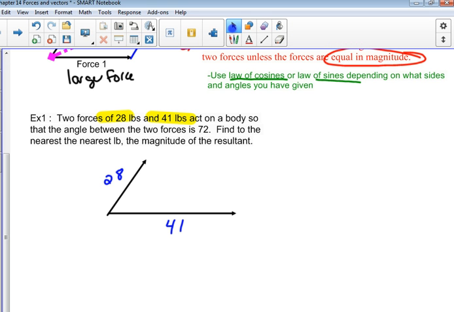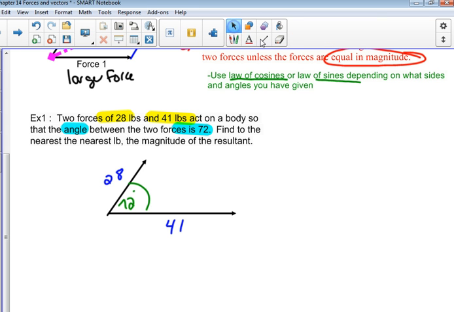Now, the angle between the two forces is 72. So let's say the angle is 72. Make sure you really pay attention when you're reading what's a side and what's an angle, because they don't usually label too much. So the angle between the two forces, we're talking about this part right in here, is 72 degrees. Find to the nearest pound the magnitude of the resultant.